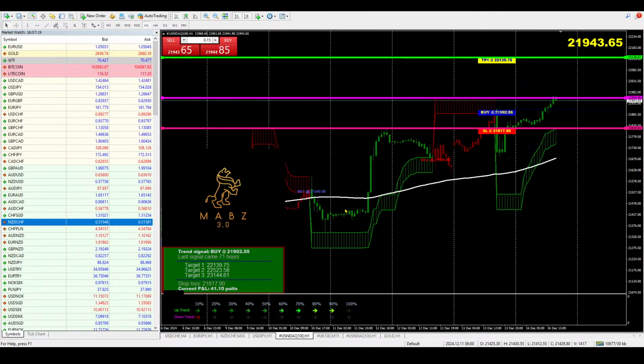Our indicator is telling us that this is a bullish market. Our moving average is telling us that this is a bullish market. Okay, so that's confirmation that this market is going up. And then another thing that's giving us confidence is the actual trading signal. This is a buy signal. Okay, so I'm just going to go ahead and select my lot size.